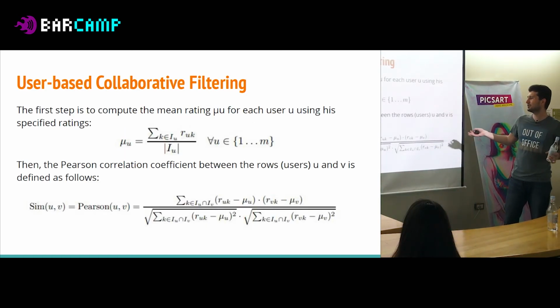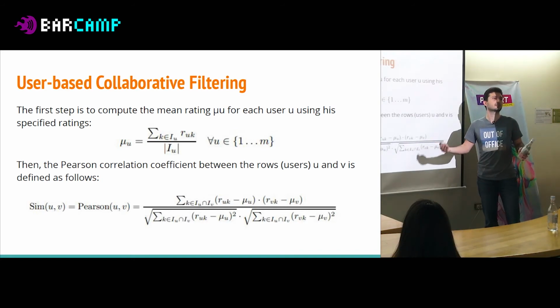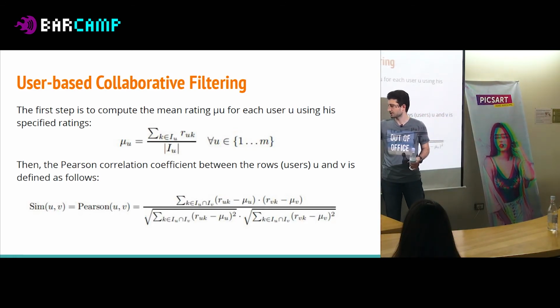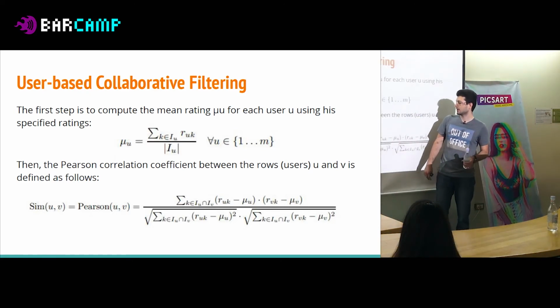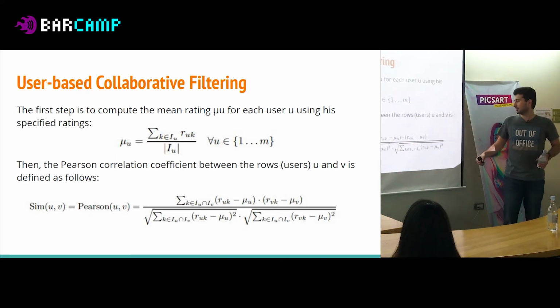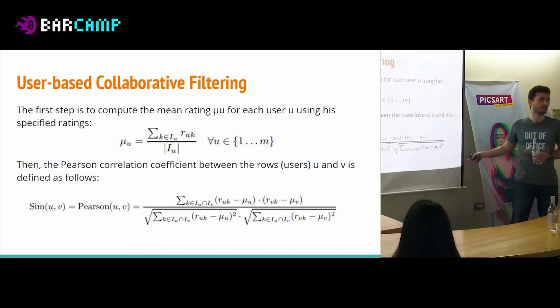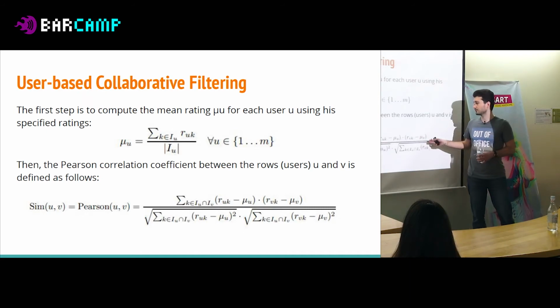How we can do that in more mathematical terms. So we calculate, for example, Pearson correlation between user U and V, John and Rachel. And Pearson correlation is just covariance between user John and user Rachel normalized by standard deviations of the ratings of user John and user Rachel.